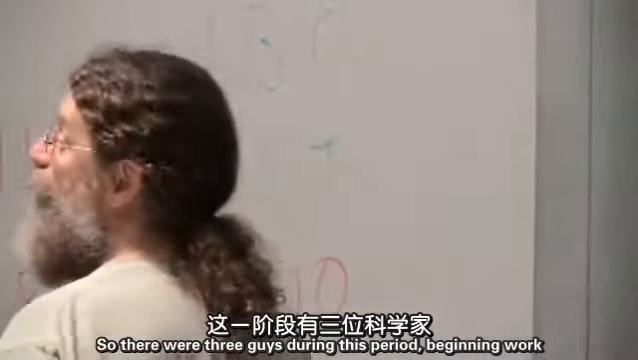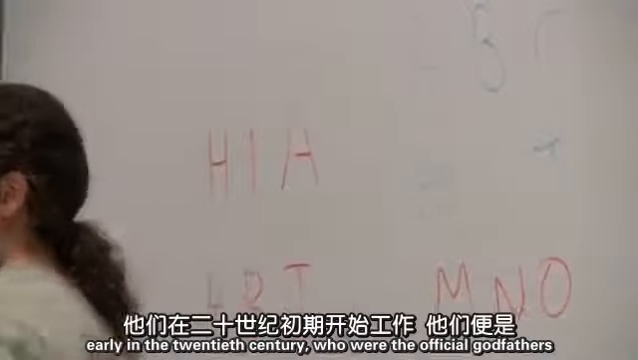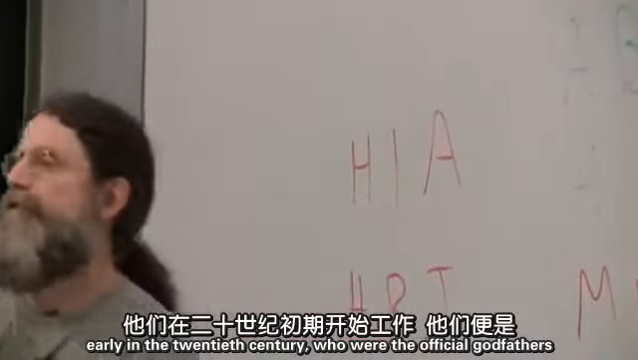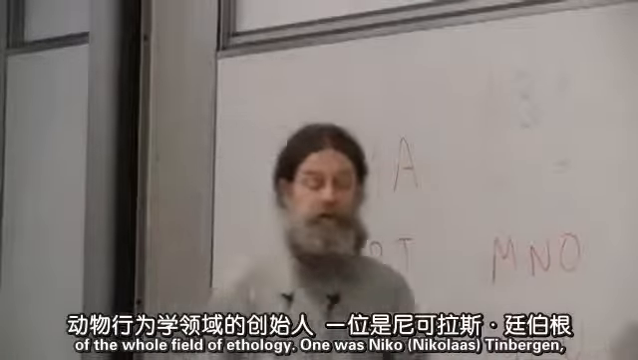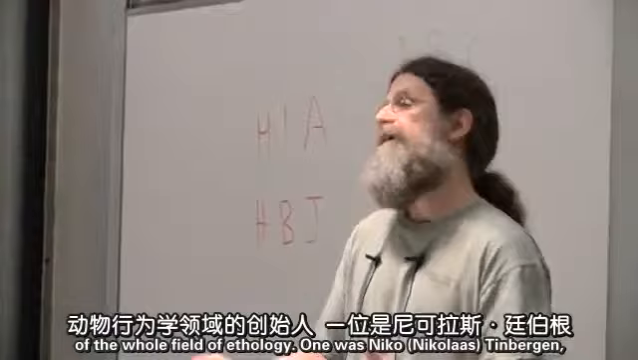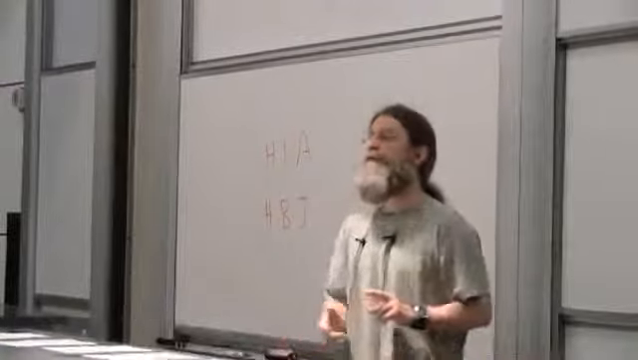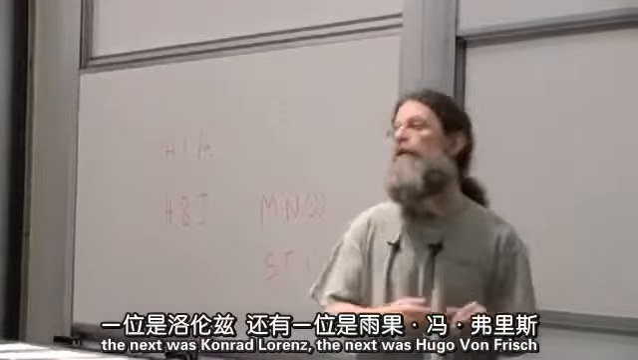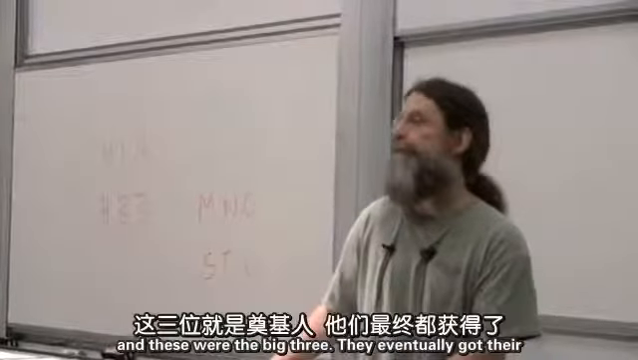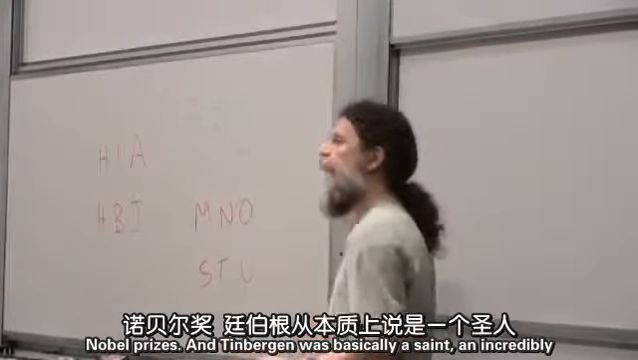So there were three guys during this period, beginning work early in the 20th century, who were the official godfathers of the whole field of ethology. One was Nico Tinbergen, next was Konrad Lorenz, the next was Hugo von Frisch, and these were the big three. They eventually got their Nobel Prizes.